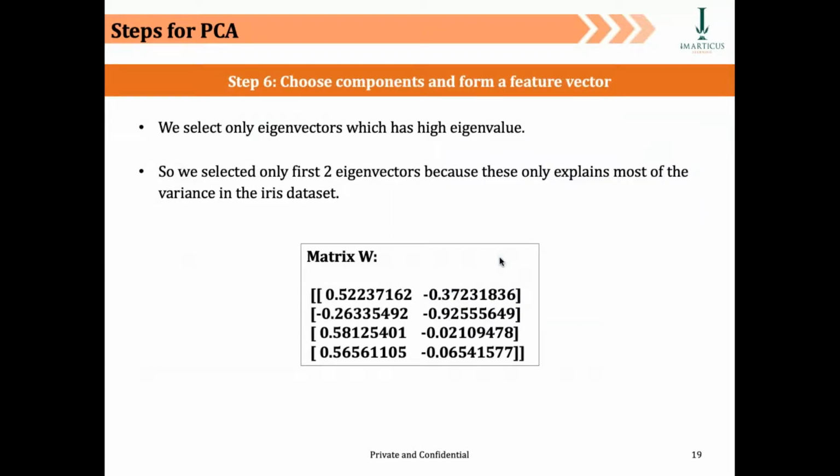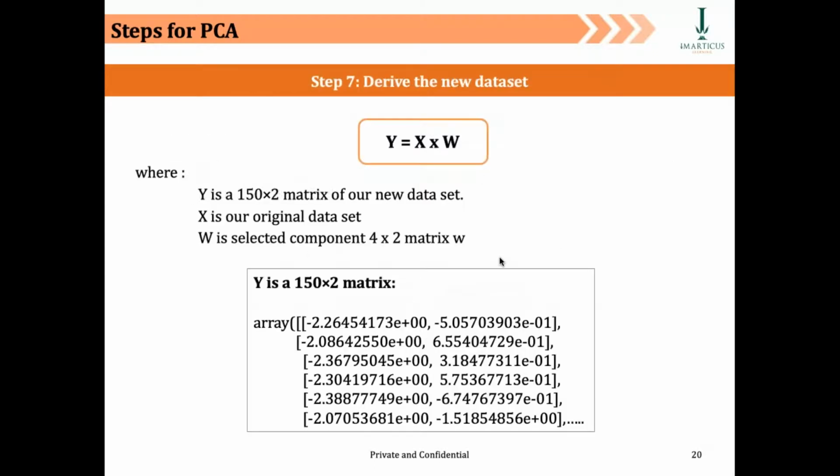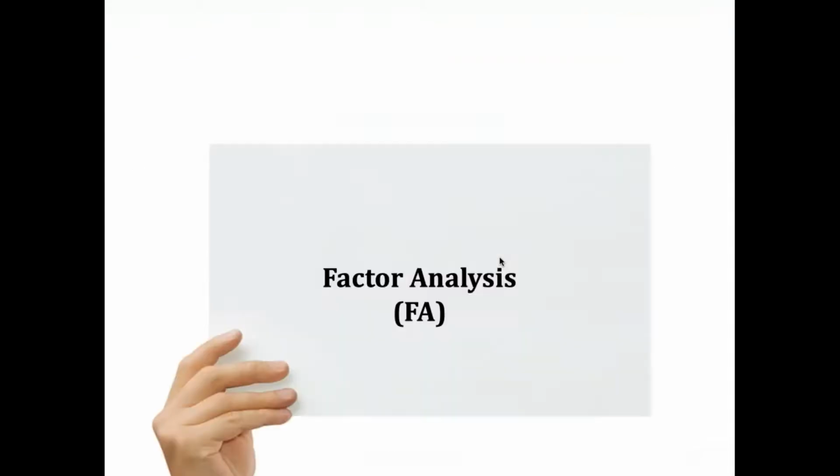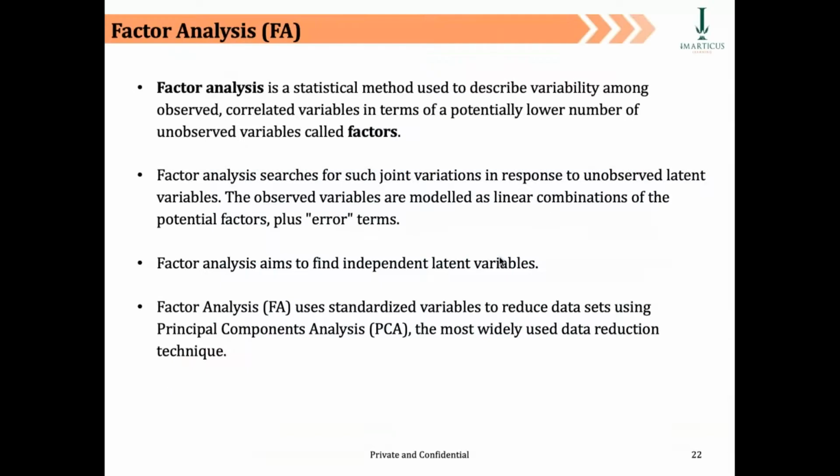After that, we choose components to form a feature vector. Then, using those vectors, we create a new data set, and that's it. Theoretically it sounds very easy, but when we start doing it, we'll see the complexities involved. But theoretically, we have understood the steps. Now, coming to the next part, factor analysis. Earlier we used to do a lot of this in SAS.